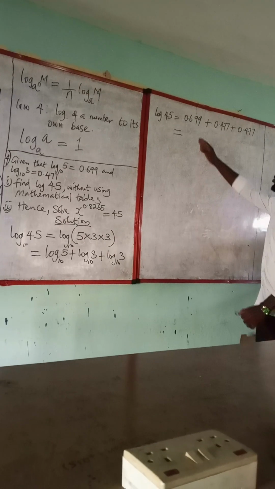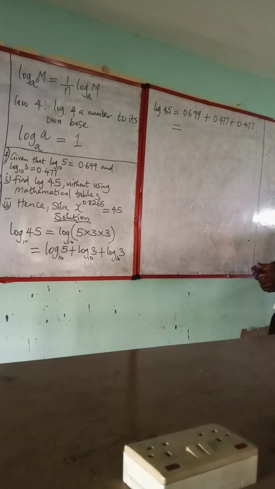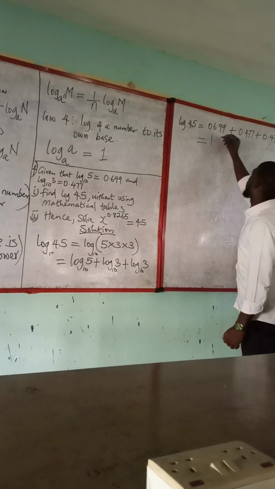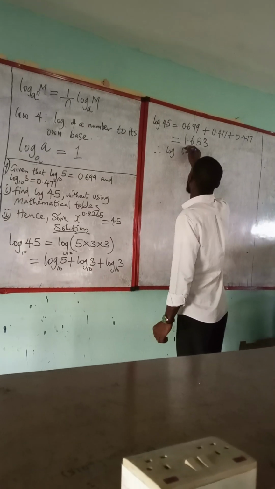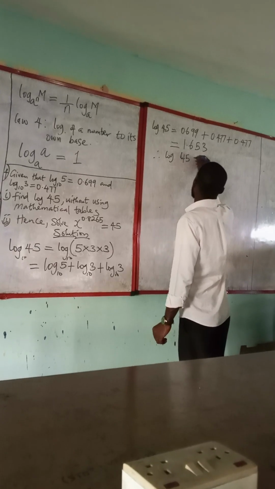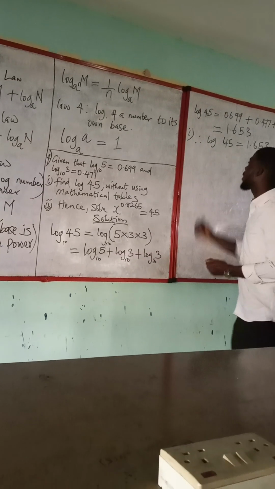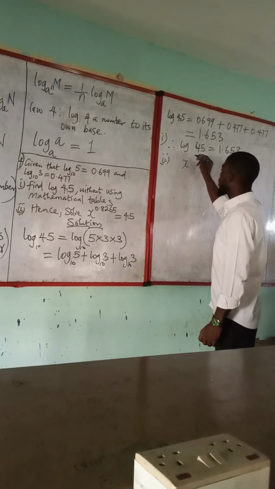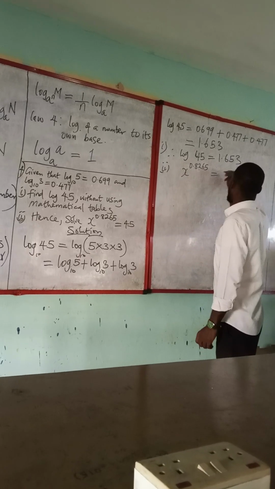When we add 0.699 plus 0.477 plus 0.477, what will this give us? It's going to give us 1.653. Therefore, we can now conclude that log 45 is equal to 1.653. And this is the solution to question I. Now, let us look at the II part. The II part says, hence, solve x raised to power 0.8265 is equal to 45.